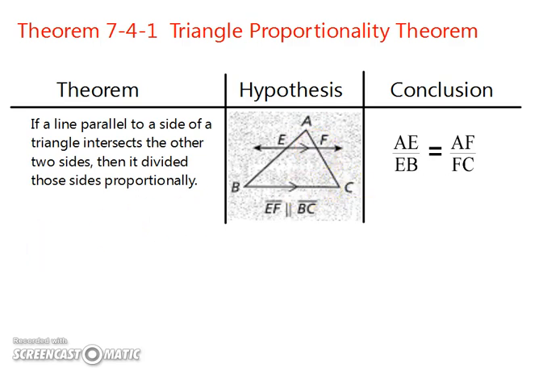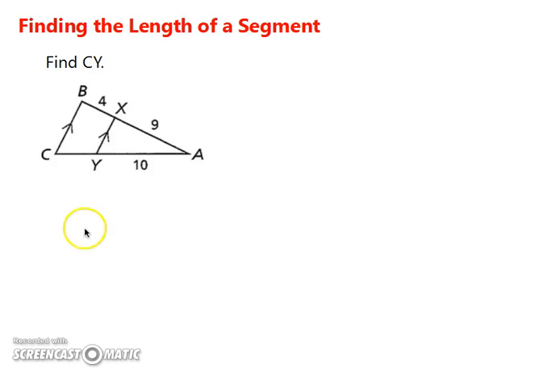Let's look at an example. Since CB and YX are parallel, we know that, let me get my pen, that way I can write, AX divided by XB needs to be the same as AY divided by YC.